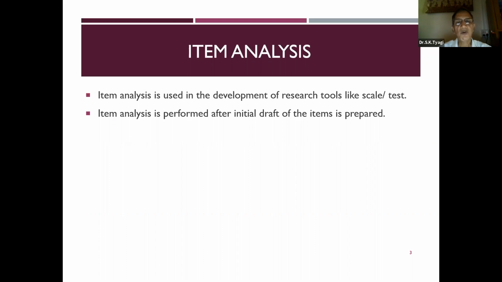So when do we perform item analysis? We perform item analysis when our initial draft is prepared and we have completed even the small sample tryout or scrutiny. Now we want item analysis statistics so that we make a decision about which item to have in the scale or test and which item needs improvement or modification.